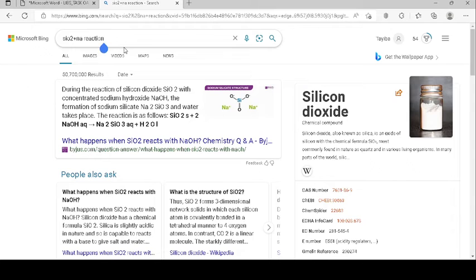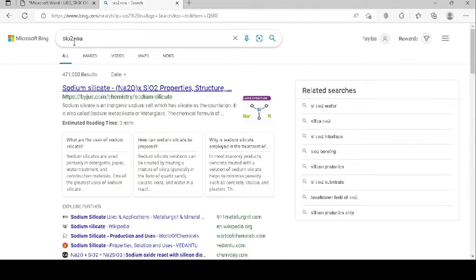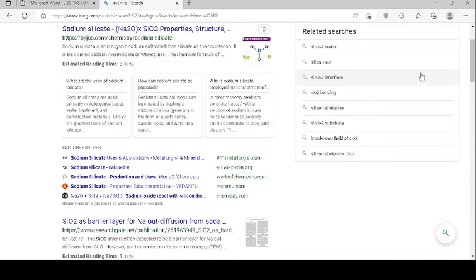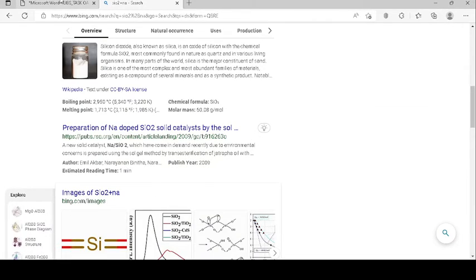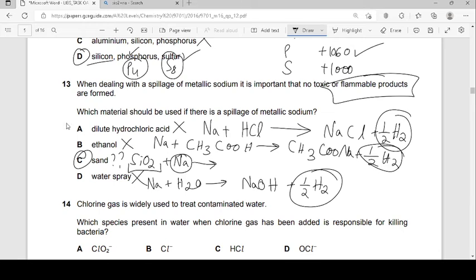SiO2 plus Na. I don't know if there's any reaction. I'm not able to find any reaction for that on the internet, but you get the point. The answer is sand. Perhaps there is no reaction between Na and SiO2. I really don't remember.